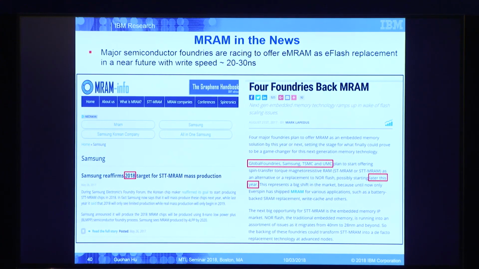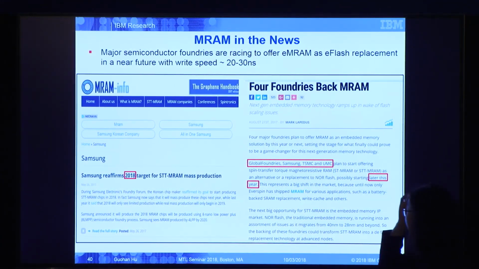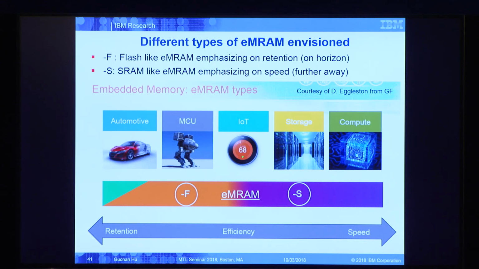I mean, if you follow it, they were seeing all these major industries, Global Foundries, Samsung, TSMC, and UMC, the 4 leading foundries. They are all putting a lot of effort into MRAM, and all of them are announcing some kind of risk production in a year or two. So we will see if they really come out.